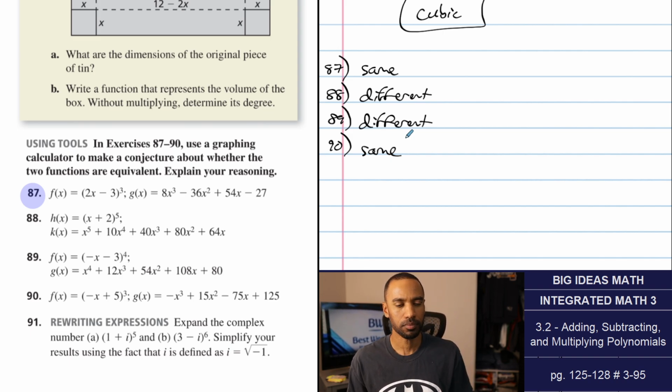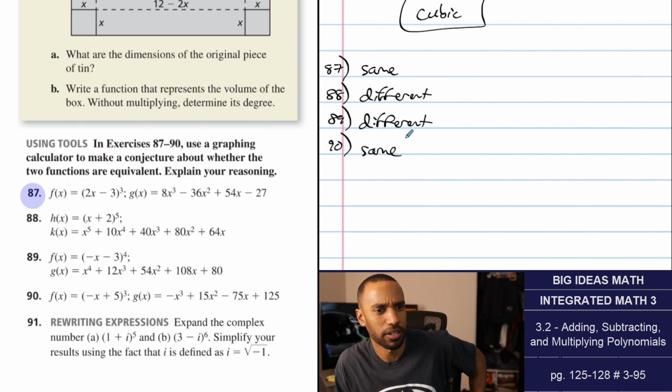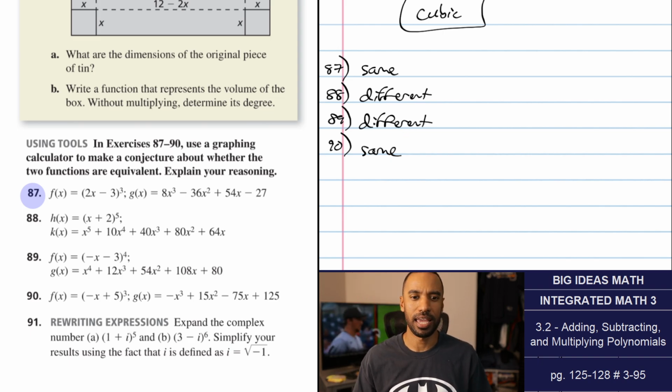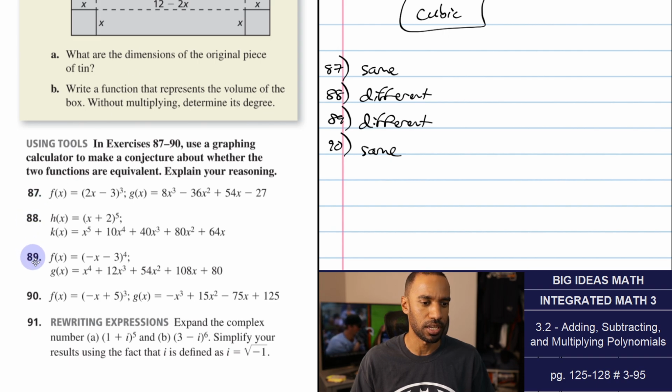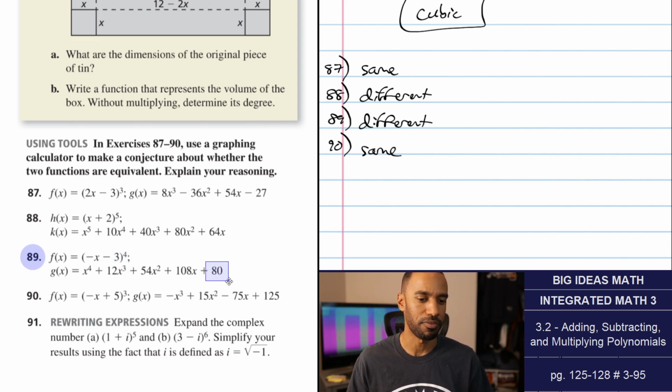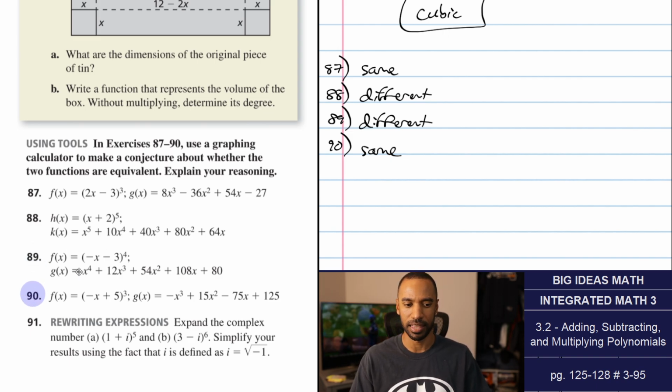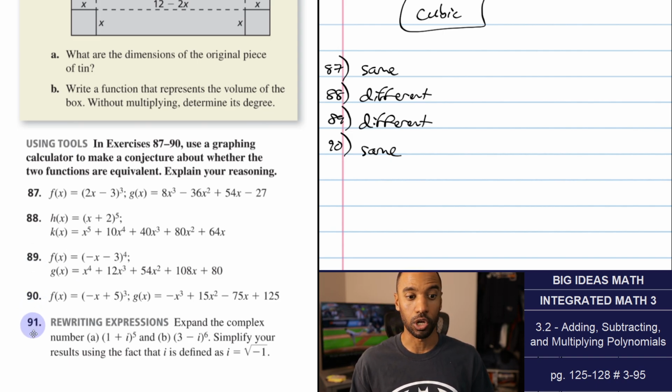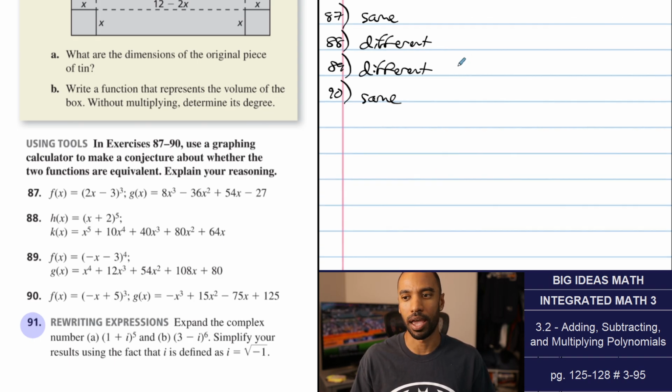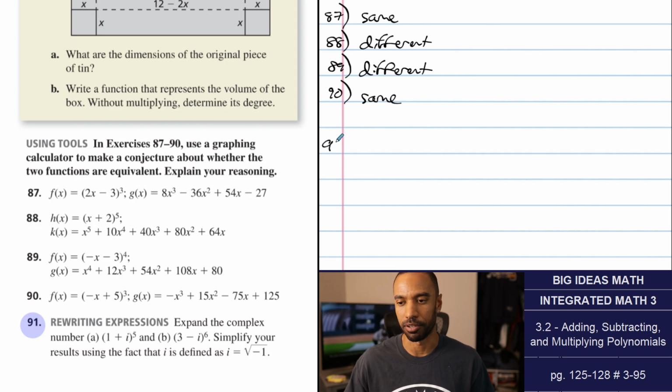Now, it says use the graphing calculator to make the conjecture. My whole thing on 88 or 89 was them being different because I should be raising... Why did I say this should be an 81? Because at some point you got to do 3 to the 4th power or negative 3 to the 4th power. That would give you an 81 instead of 80. I don't know how the graphing calculator has to do with making that conjecture other than looking at the equations to do that. But hopefully there's no... I mean, if the equations are different, then they're different, right?